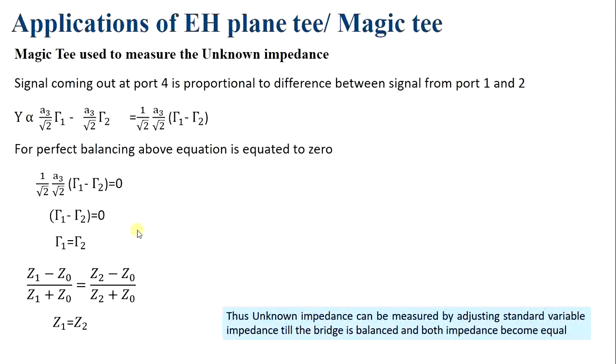So thus the unknown impedance can be measured by adjusting the standard variable impedance till the bridge is balanced and both the impedances become equal.